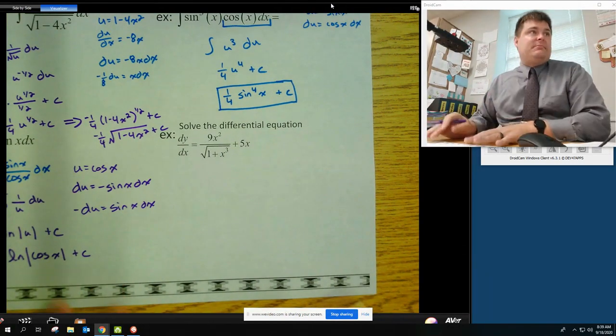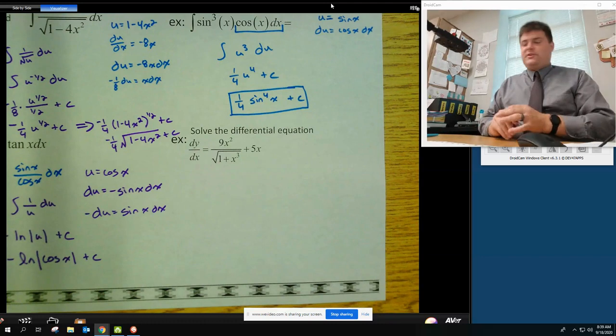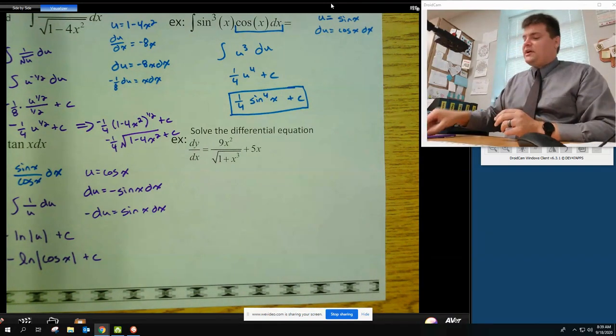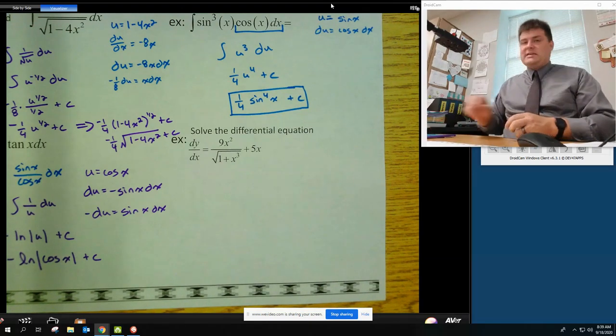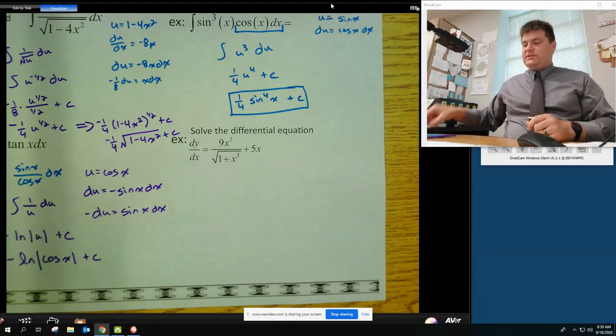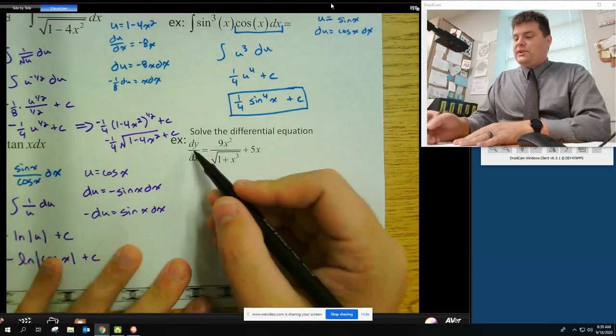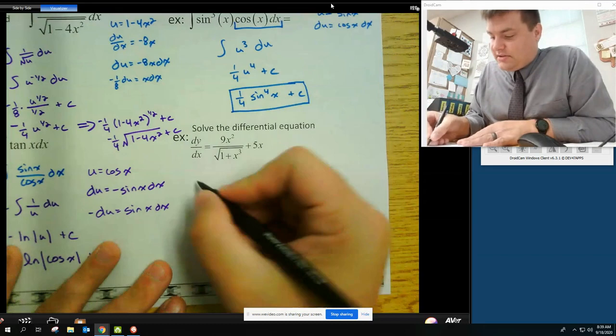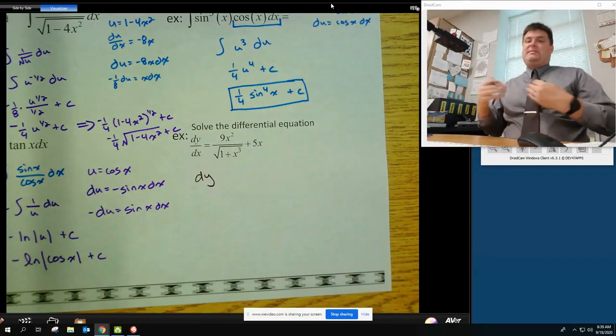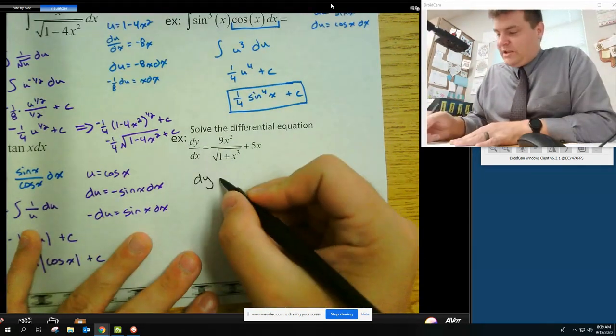Okay, last problem is something called solving the differential equation. Now we're going to have an entire unit over differential equations, to give you a heads up. So this is kind of just a little mini preview into what it's going to be. What you want to do here for differential equations is get your dy's and dx's on the other side. And that's really the only extra step that we need from what we already know.